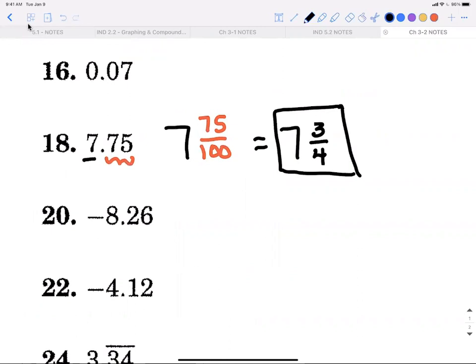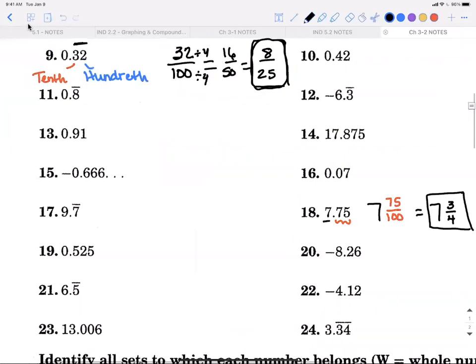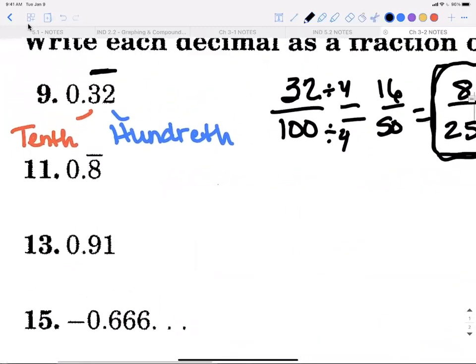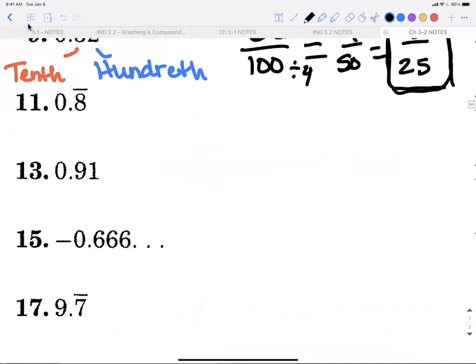Now I want to talk about one. This is the only hard part of this whole section, and I want to show you how to do it. Converting repeating decimals to a fraction is a little bit more work. So I'm going to show you the steps. As long as you follow these same steps every time, it's not hard to do. You've just got to follow the steps.